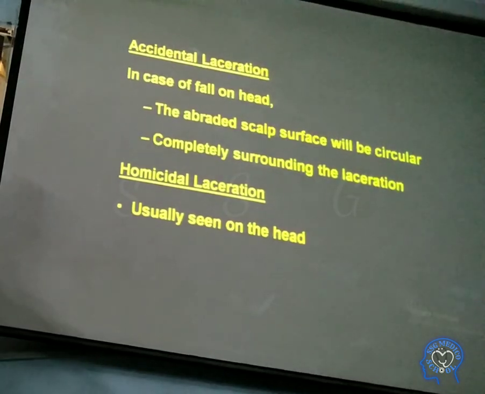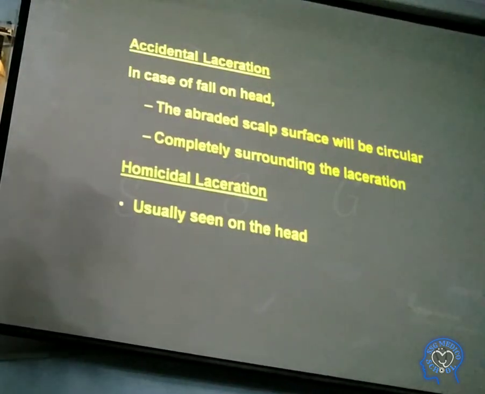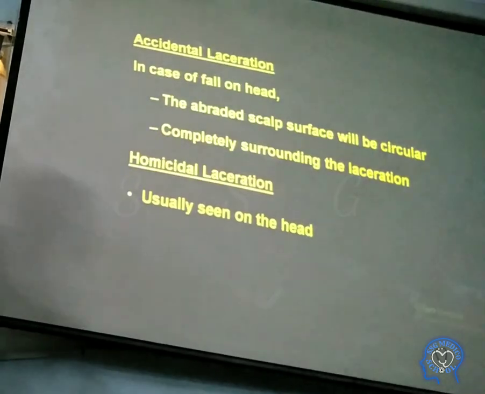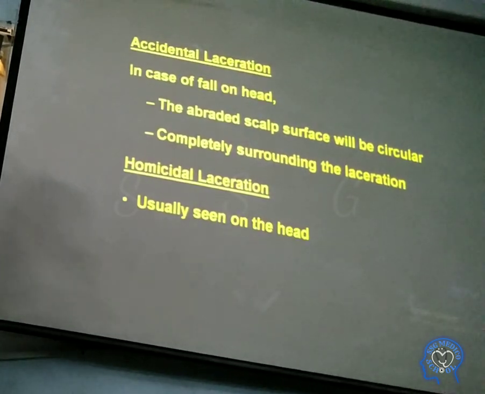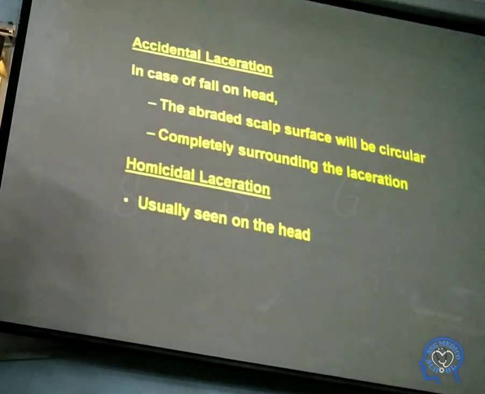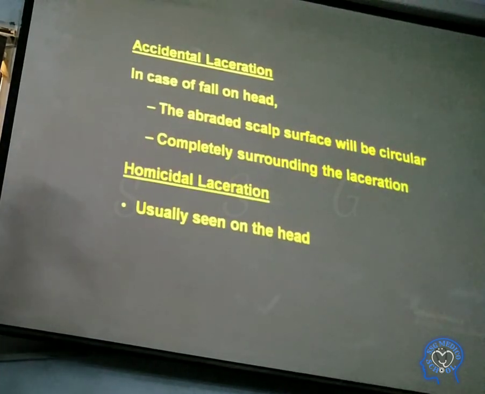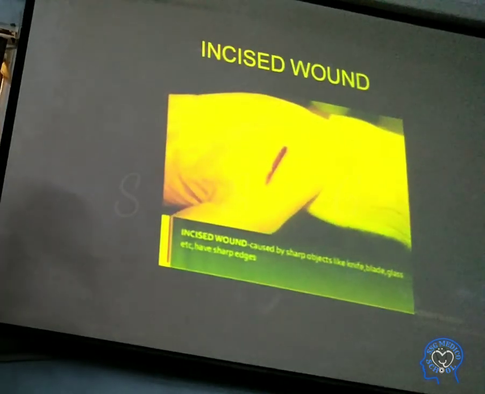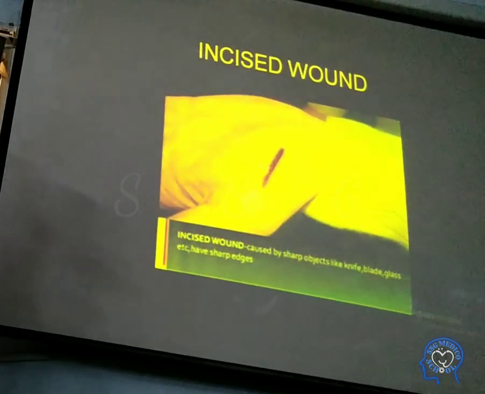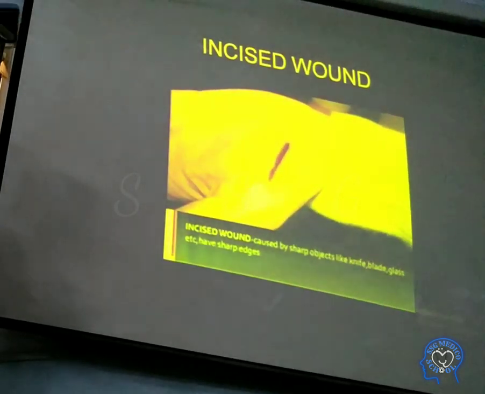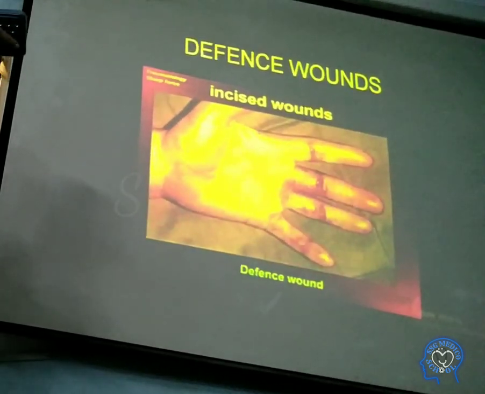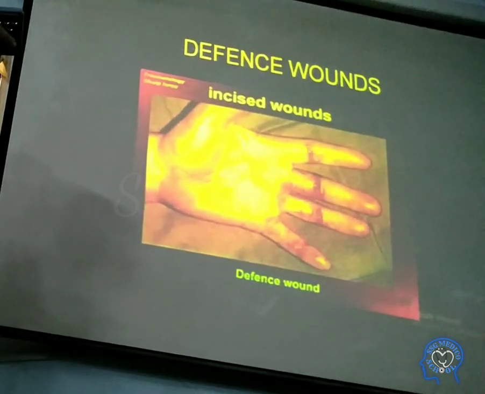In case of accidental fall on the head, abrasive skin will be circular, completely surrounding the laceration. Homicidal usually on the head. Next. This is the incised wound. Next. These are the defense incised wounds.